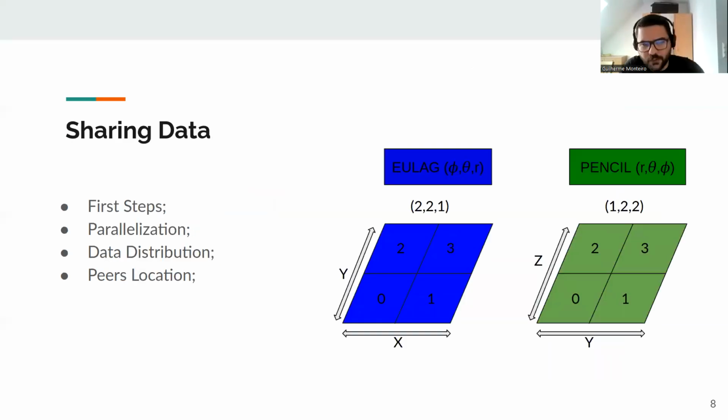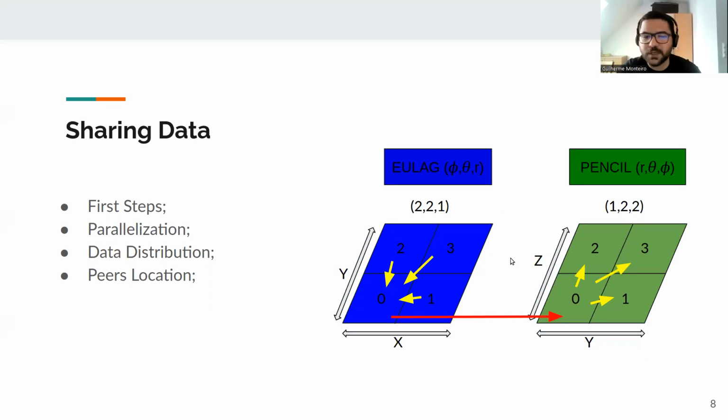So if you are sharing the actual data in both cases, we can see here a very simple drawing of how the codes work. So on Eulag, the structure is phi, theta, and r, while Pencil is structured as r, theta, and phi. This means in practice that if you have two processors both in phi and theta, the structure of the processors will be like this in both cases. So we had to redistribute the data.